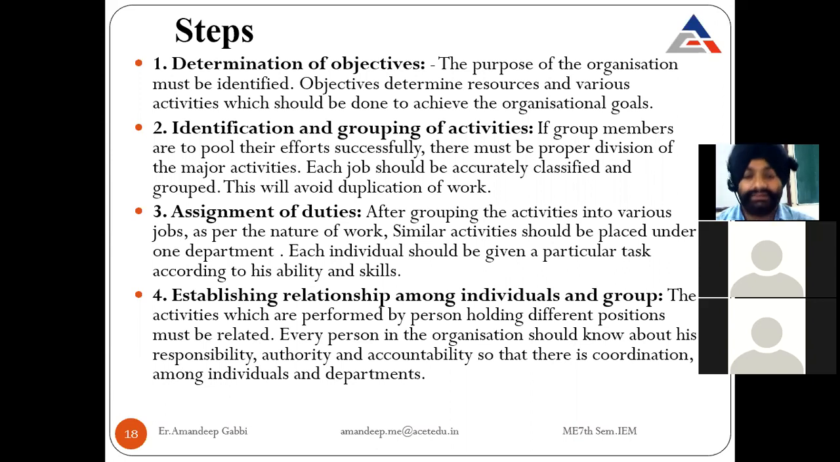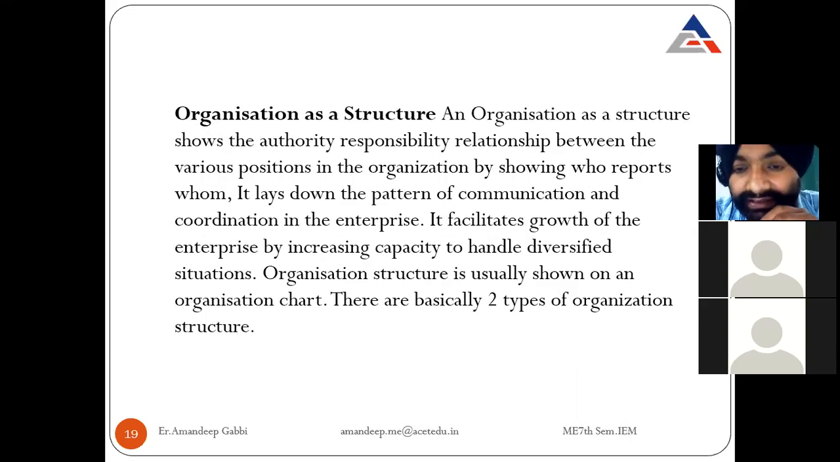So there is a coordination among individuals and parties, right? Organization as a structure. An organization as a structure shows the authority and responsibility relationship. One is authority, so responsibility is given to someone, and there should be a good relationship among these people, showing who reports to whom, who reports to which authority, right?